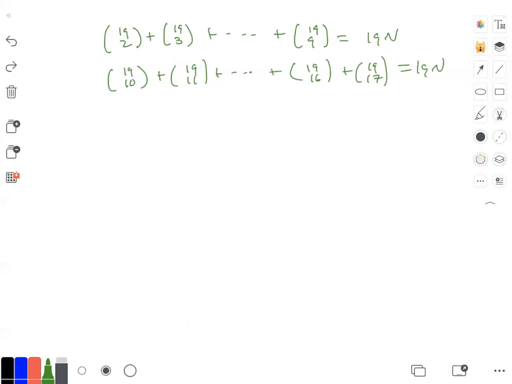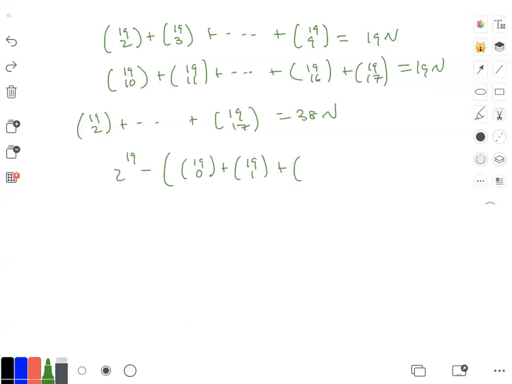Now let's add them together. We have every term from 19 choose 2 up till 19 choose 17, and adding them gives 38n. So the only thing we're missing to utilize this fact is 19 choose 0, 19 choose 1, 19 choose 18, and 19 choose 19. So we can write this as 2 to the power of 19 minus 19 choose 0 plus 19 choose 1 plus 19 choose 18 plus 19 choose 19.